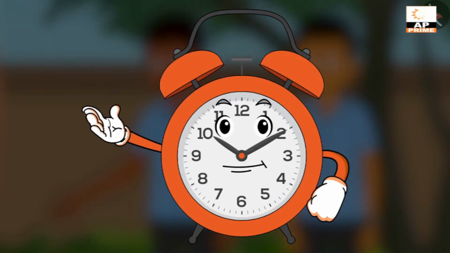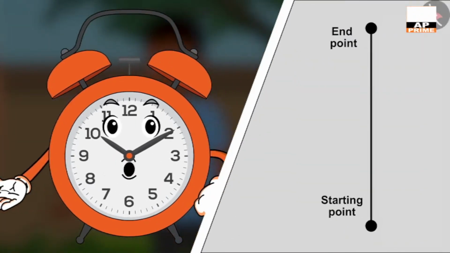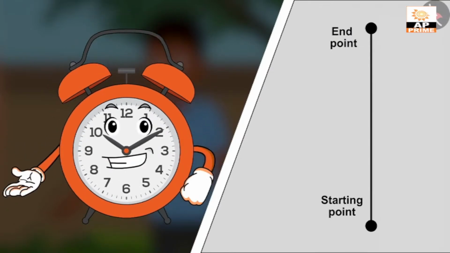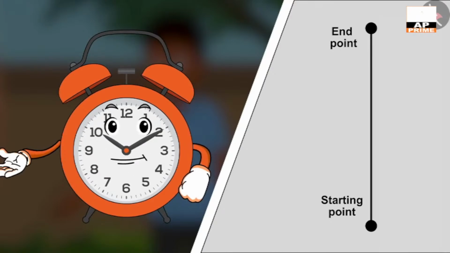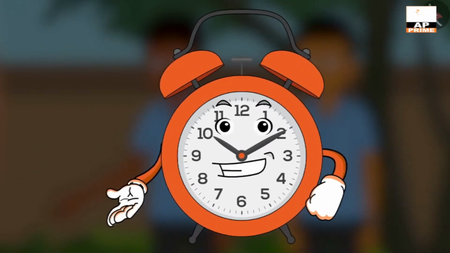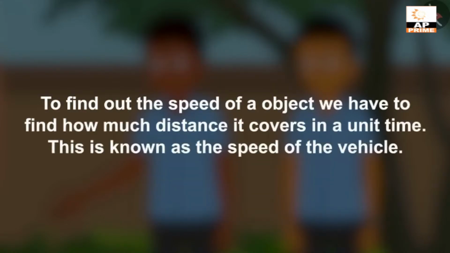Children, whenever there is a race in your school, there is a starting point and an end point. The winner is the one who finishes this distance in the least time. To find out the speed of the object, we have to find how much distance it covers in a unit time. This is known as the speed of the vehicle.